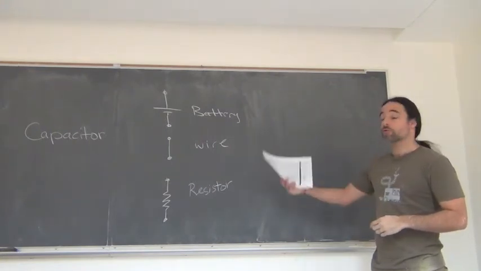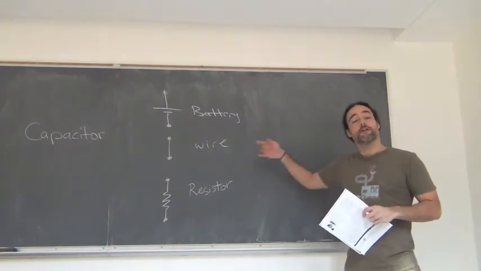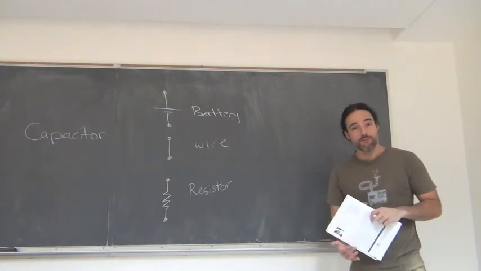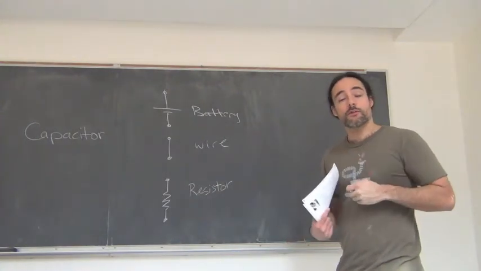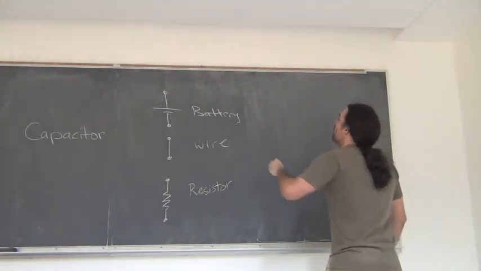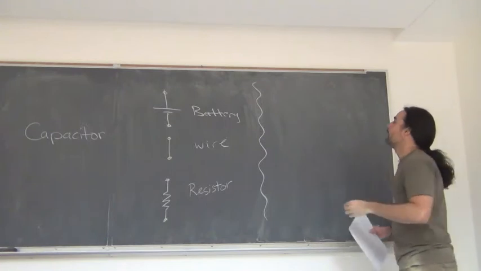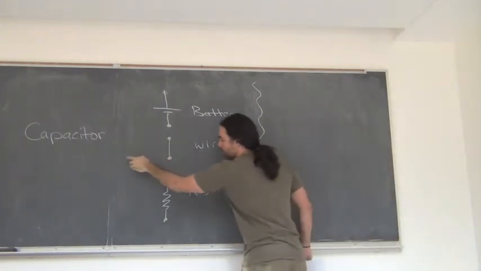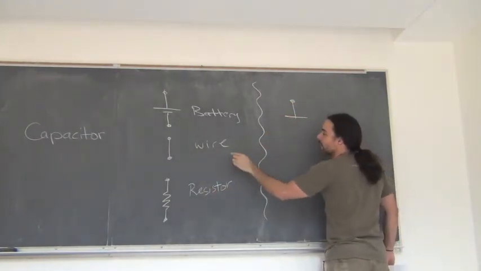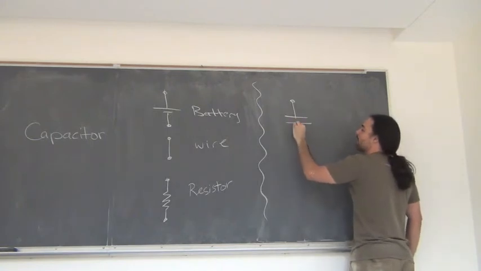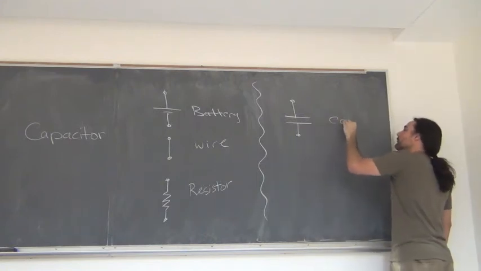However, these are not the only things that we can put in a circuit. So the battery creates a voltage difference, the wire conducts electricity, the resistor provides some resistance. However, there are circuit elements that do other things. One of those other things is store charge. So an object that stores charge is called a capacitor, and it gets a slightly different symbol. It looks kind of like a battery, except the two lines are exactly the same length. So this is known as a capacitor.